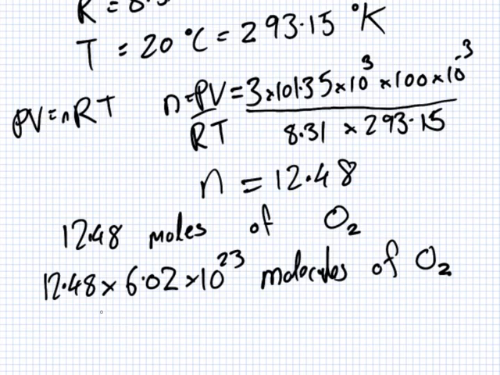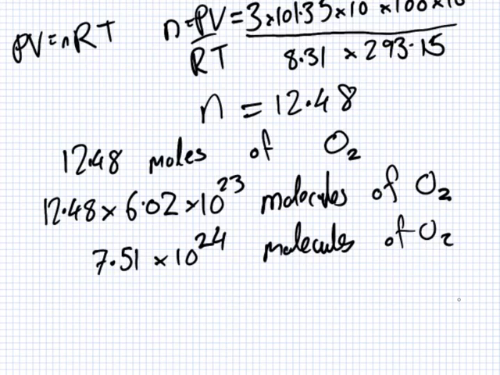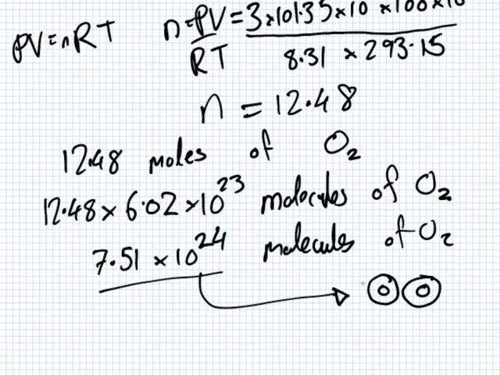Harry, can you give me this number here? 7.51 times 10 to the power of 24 molecules of O2. So how many oxygen atoms do we have? Times 2. Yeah, because this is O2, so there's an oxygen and an oxygen together. So you have this many of this pair.